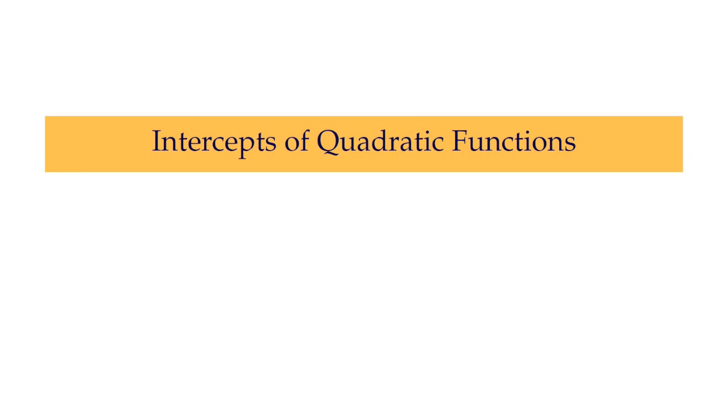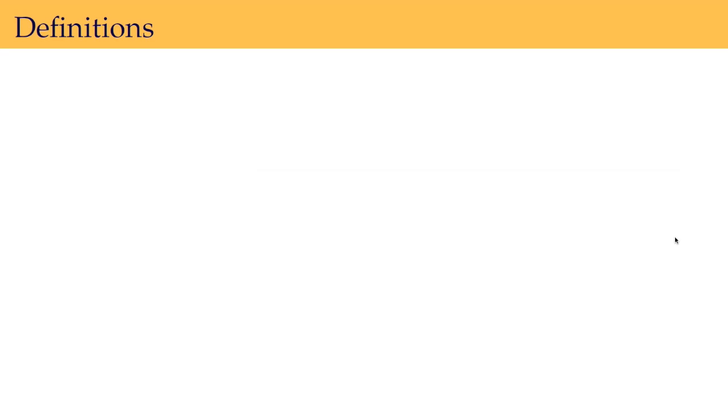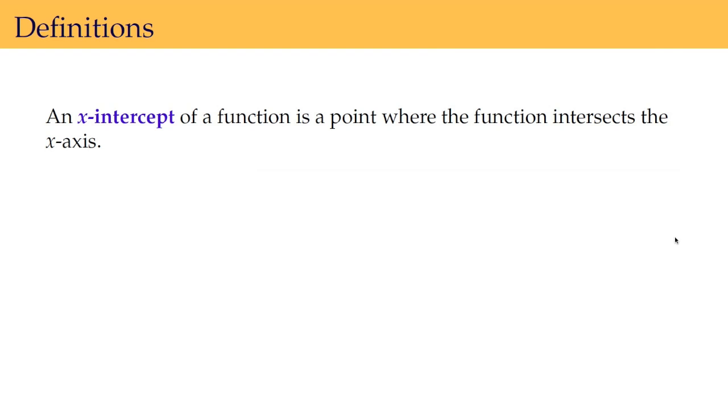This video is on intercepts of quadratic functions. So let's start with some definitions. An x-intercept of a function, of any function, is a point where the function intersects the x-axis.